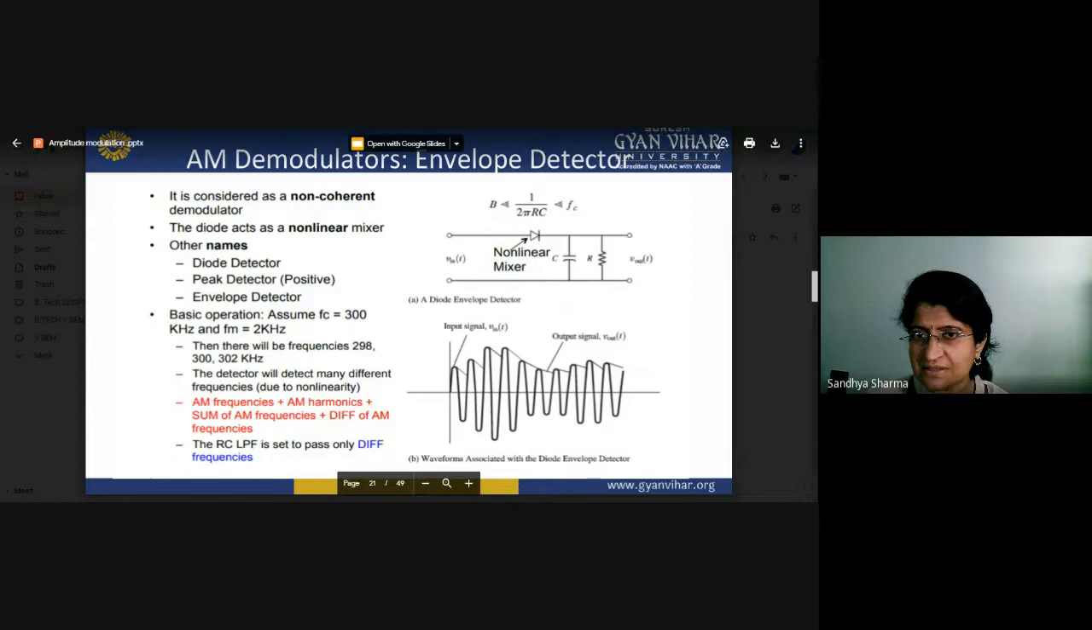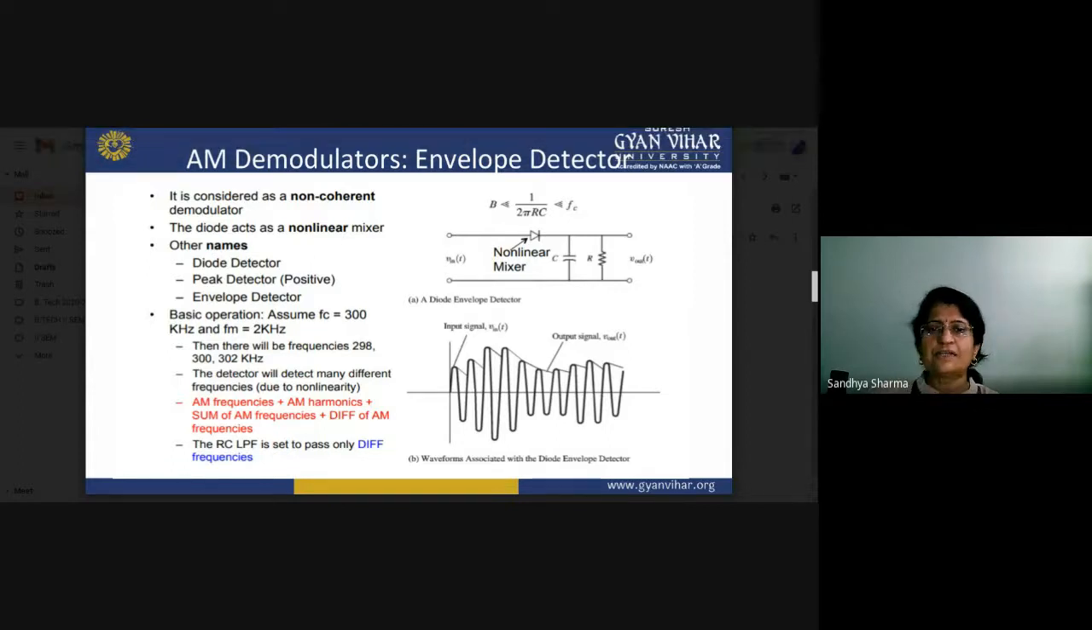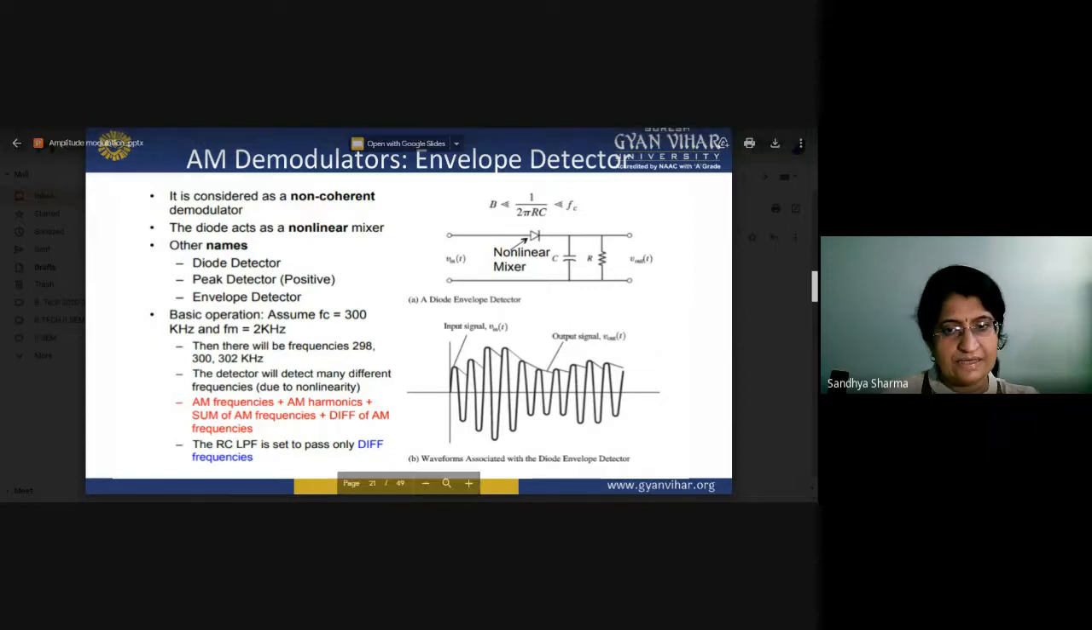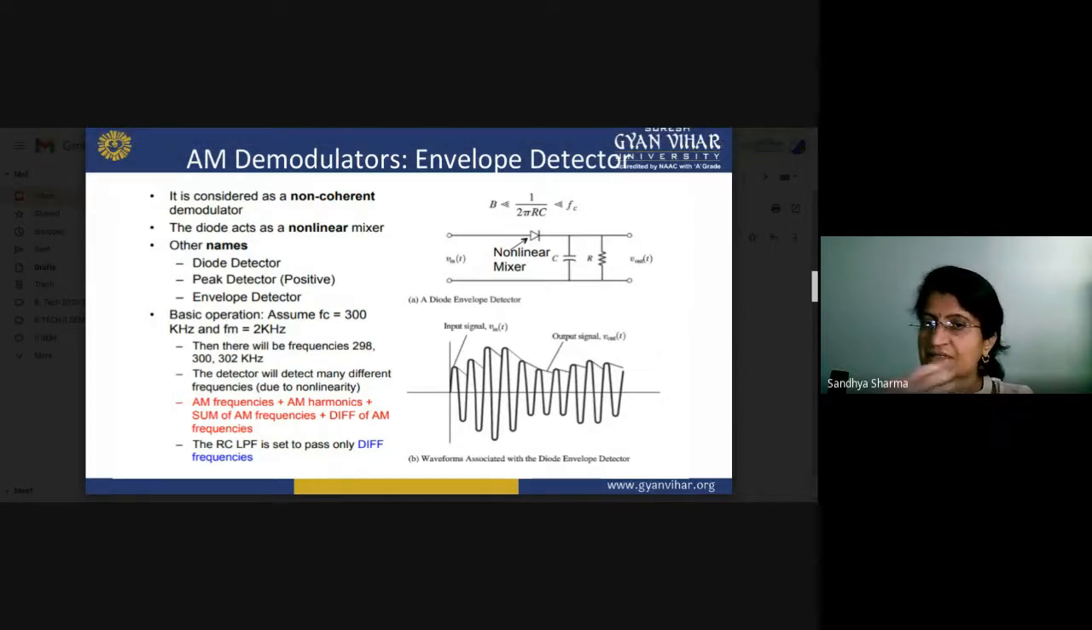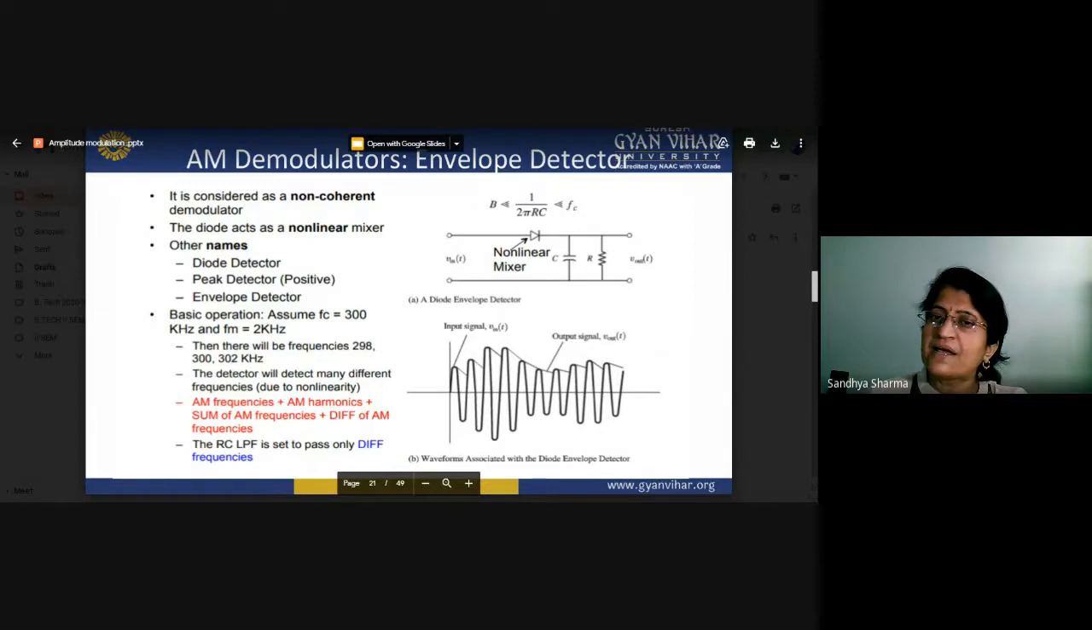What will happen here? This is based on the conduction and non-conduction phenomena of our diode. In the positive half cycles, the diode will conduct, and after the diode conducts, our capacitor will be charged, up to the maximum peak value of our modulating signal. Now, as our signal decreases from its maximum, the diode will be reverse biased, and this capacitor will be discharged through the resistance R.